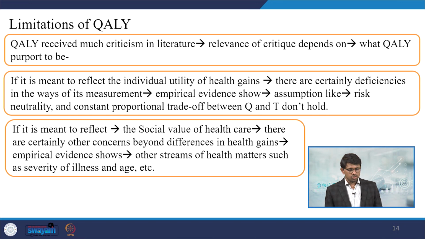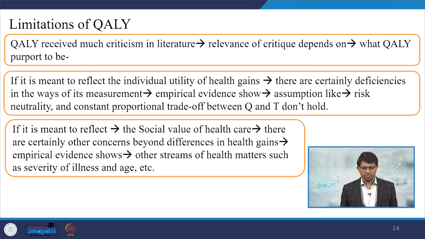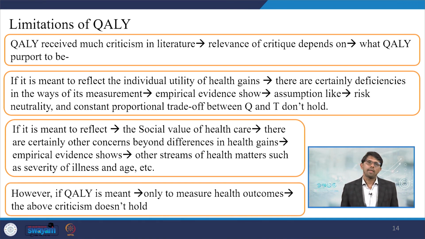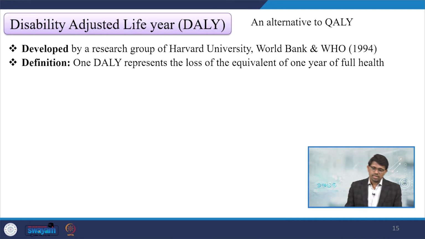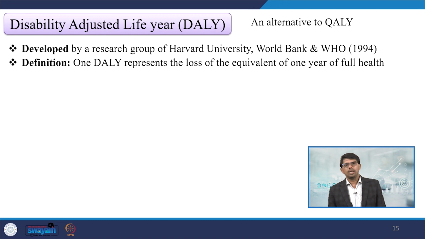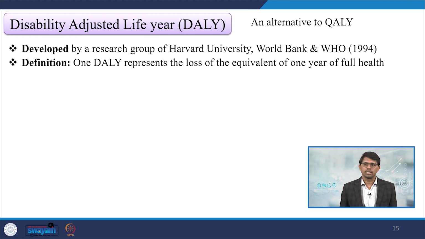Empirical evidence shows other streams of health matters, such as severity of illness, age, etc. However, if QALY is meant only to measure health outcomes, the above criticism does not hold. So, if it is only to measure health outcomes, it is perfectly fine. Since there are some problems we identify with QALY, we will emphasize the latest two techniques, but DALY is mostly used.